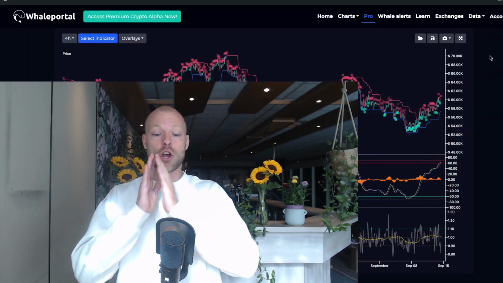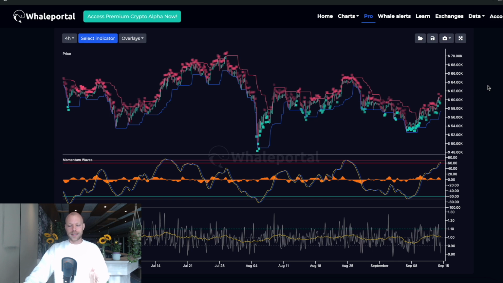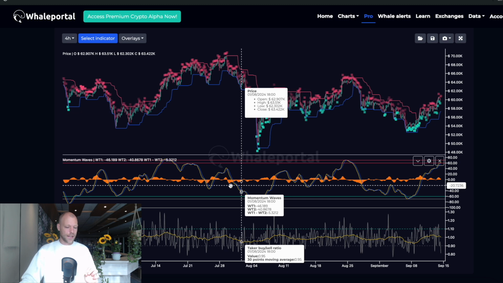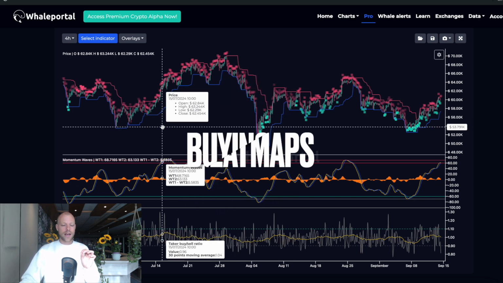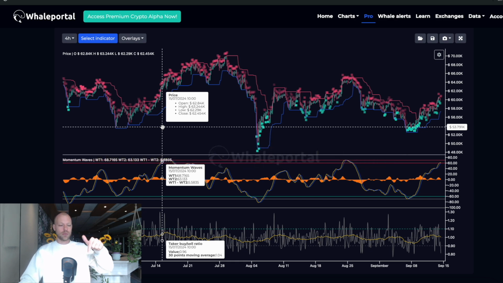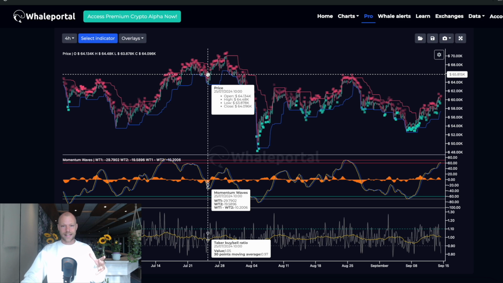And guys, now comes the real deal. If you combine this indicator, the taker buy sell ratio, with other indicators, for example, on Whaleportal Pro, we have a couple of indicators, like we have momentum waves, as you can see down here, this oscillator, and we have buying and selling pressure heat maps. I will leave some links down below in the description if you want to know more about these exact indicators.